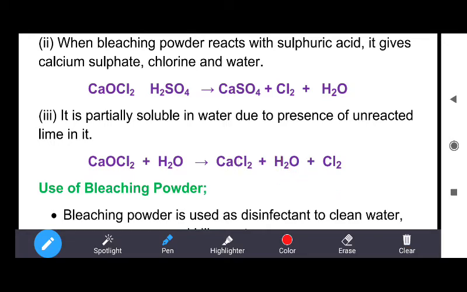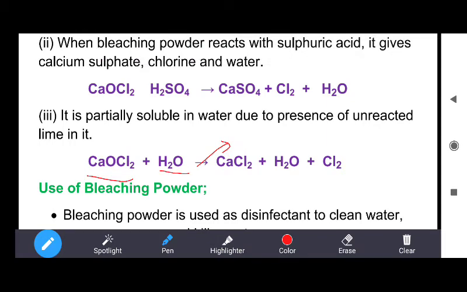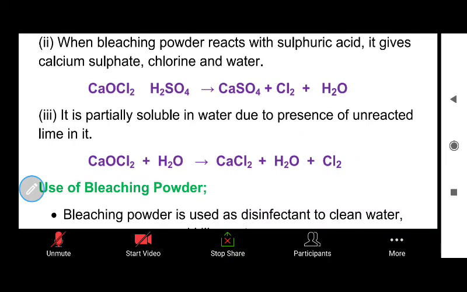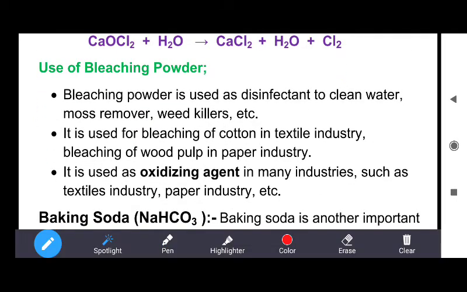The reaction is: when CaOCl2 reacts with a water molecule, then chlorine gas is removed while CaO reacts with H2O to form Ca(OH)2. I will make the correction. Don't worry about it. But you have to correct the reaction in the notes.